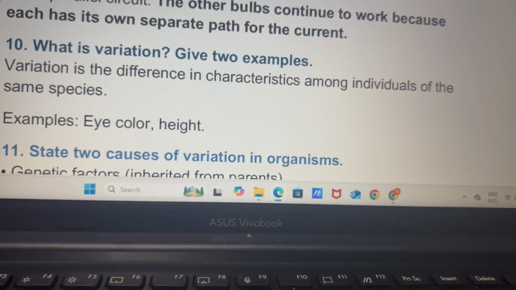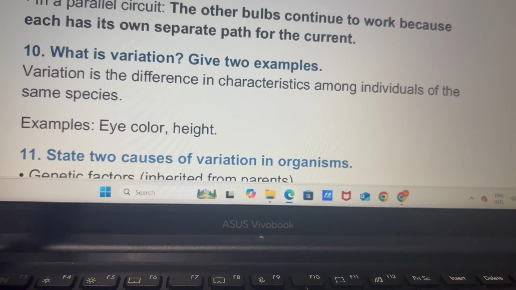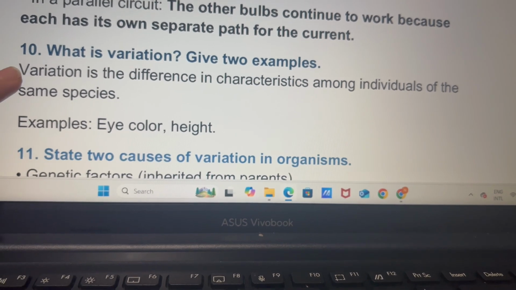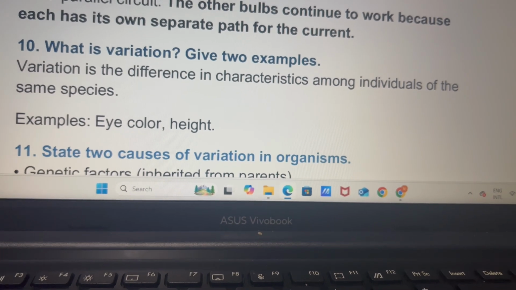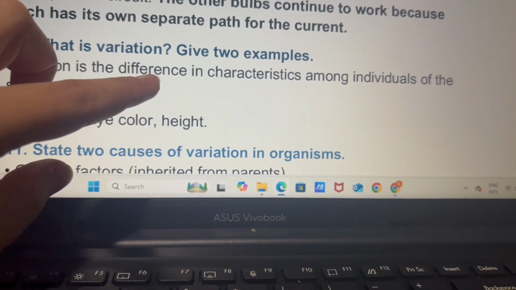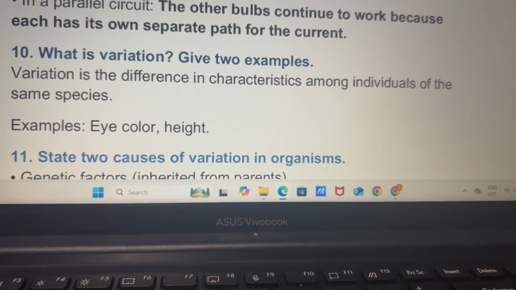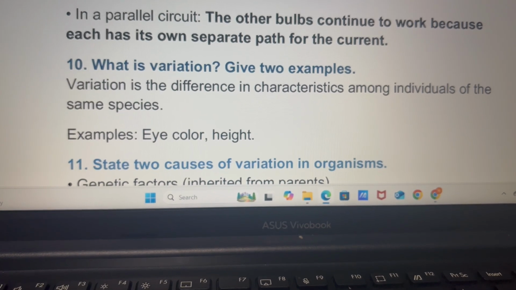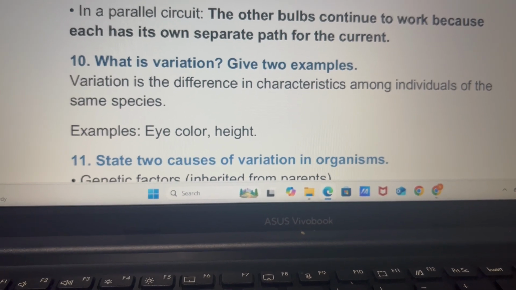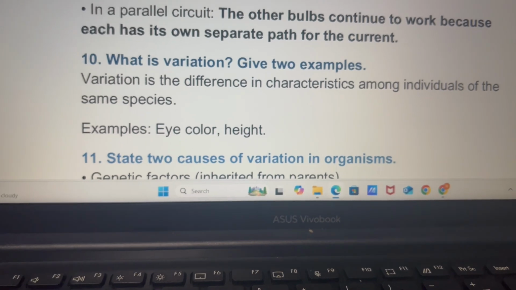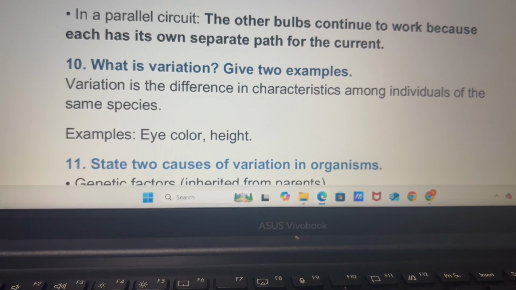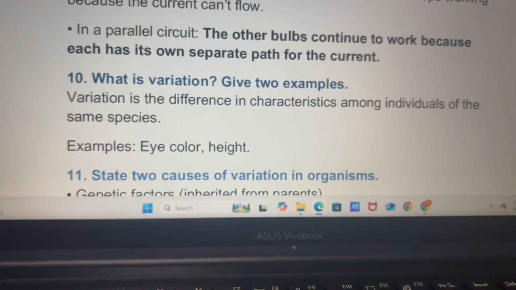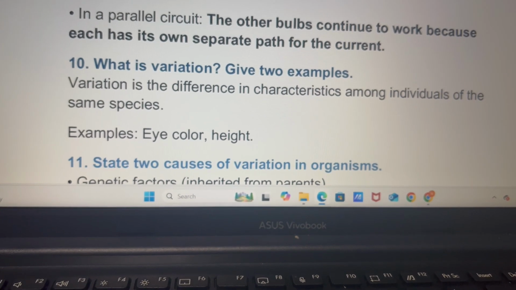What is variation? The definition of variation is very important. The example and the causes are very important too. Variation, diversity, differences: the difference in characteristics among individuals. Variation is when animals from the same species don't look the same and don't act exactly the same. They have some differences, and it's caused by mainly two reasons: the genetic reason and the environmental reason, but with explanation, please.